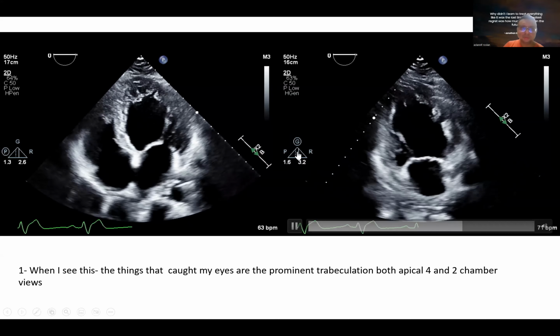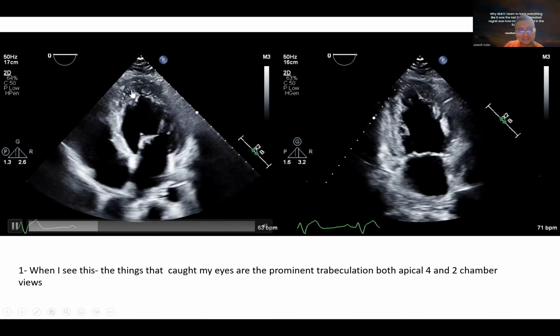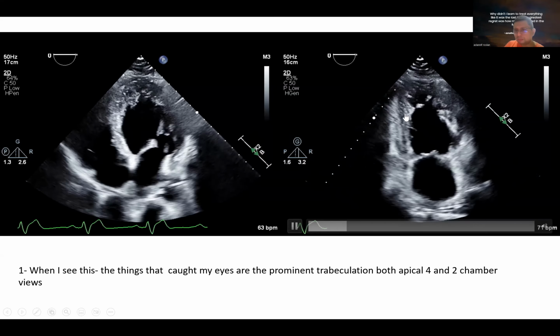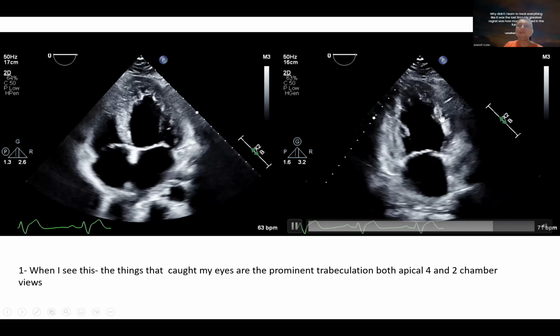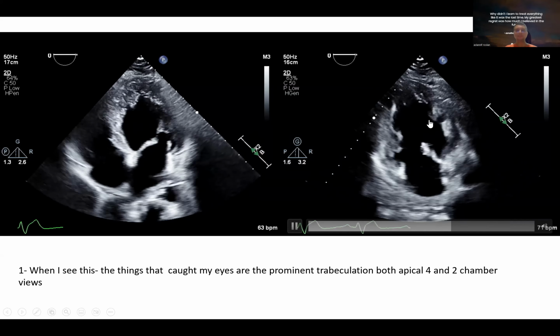But in this patient, if you notice here, there's a lot of trabeculation here, right? A lot of trabeculation there. Now, I asked the patient whether he is an athlete, because remember, athletes can have hypertrabeculation, okay?